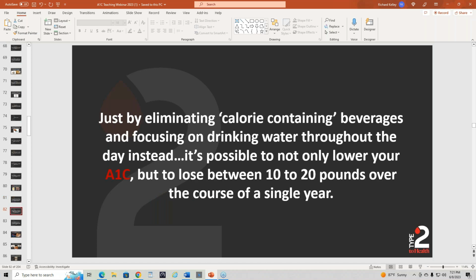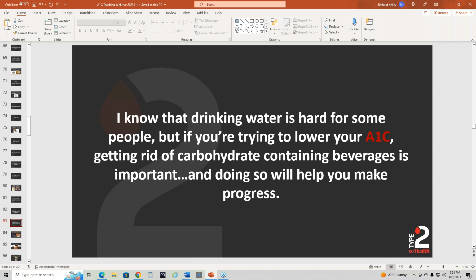And so just by eliminating calorie-containing beverages and focusing on drinking water throughout the day instead, it's possible to not only lower your A1C, but for many people to lose between 10 to 20 pounds over the course of a single year. I know that drinking water is hard for some people, but if you're trying to lower your A1C and that's your goal, getting rid of carbohydrate containing beverages is important, and doing so will help you make progress.